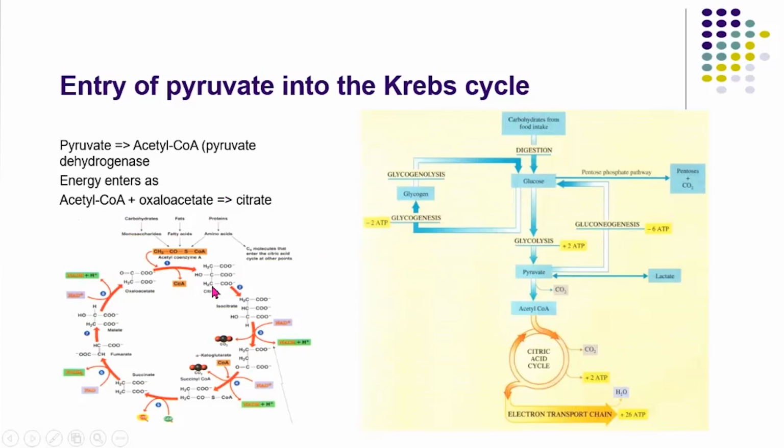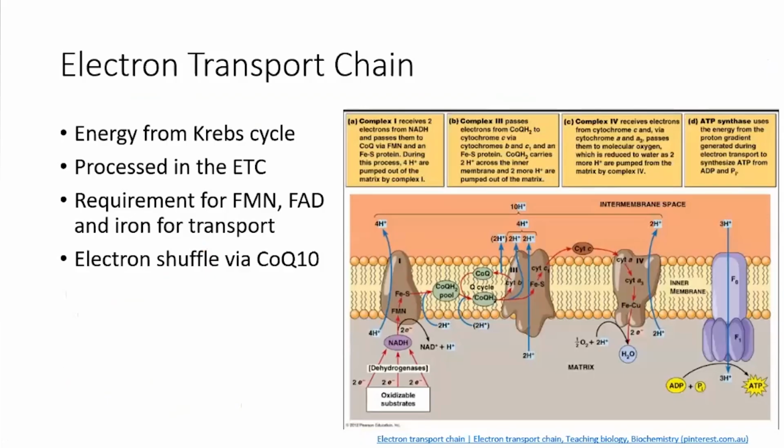And it goes around a thing called the Krebs cycle or the citric acid cycle, and that goes on to this electron transport chain. So these are all part of energy. So we're going to look at energy. And finally, you have this lovely little picture of the electron transport chain.